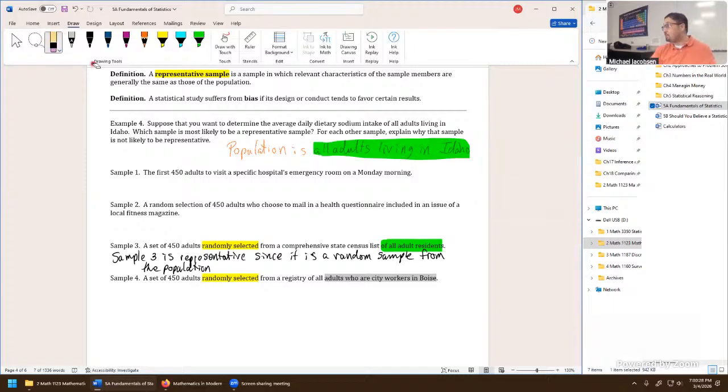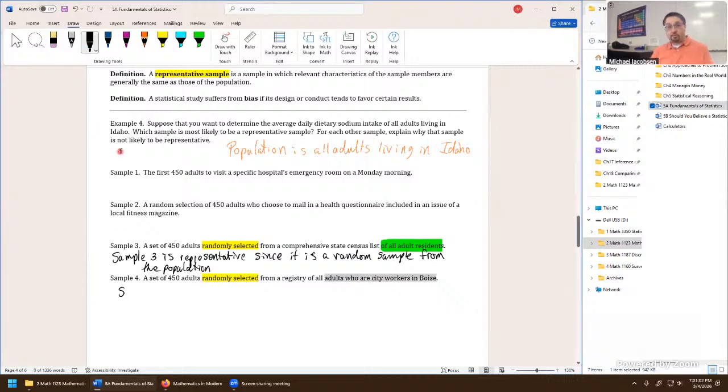That is a humongously broad population. Boise is a metropolitan area, and Idaho has humongous areas consisting of some of the most rural areas in the entire state, in the entire country. These are people who are very different in their habits, mentalities, and diets than city workers in Boise. So we can say sample 4.